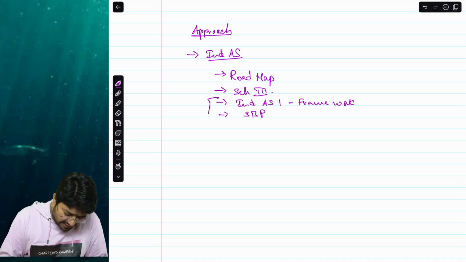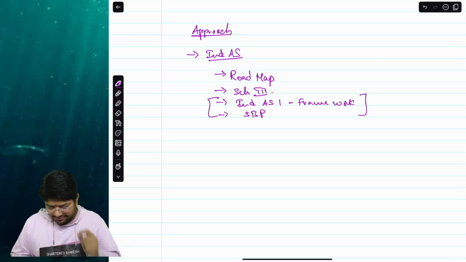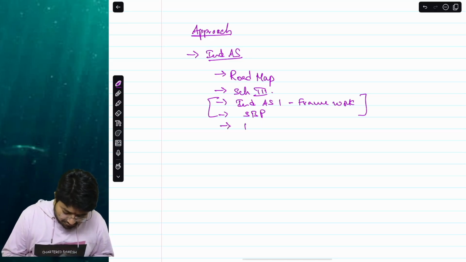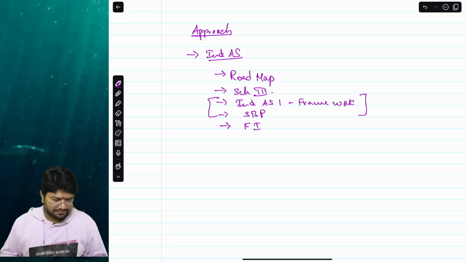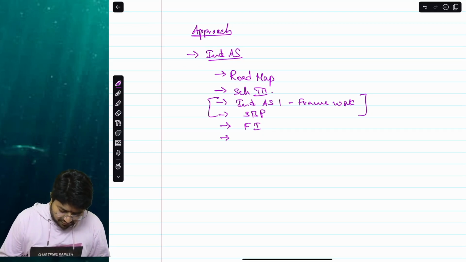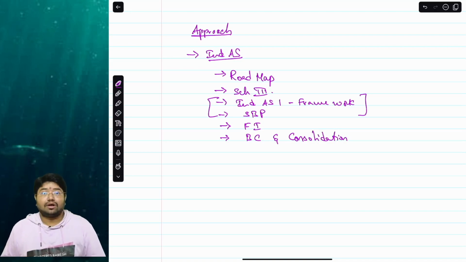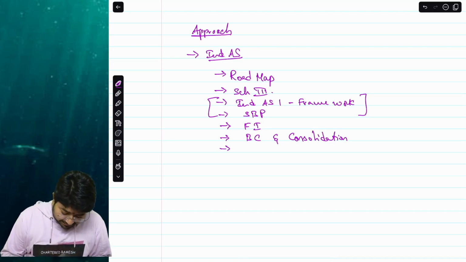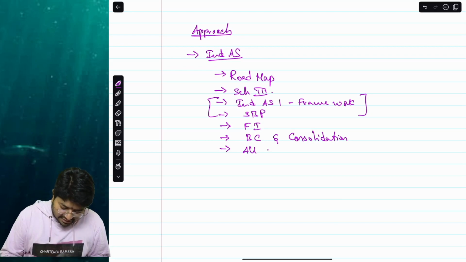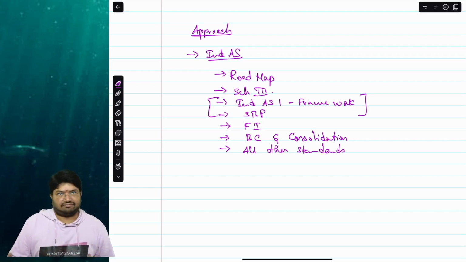Once we are done with these two basic topics, then we will jump into financial instruments, and then we will go to business combinations and consolidation, and finally all other standards. This is the sequence in which I would be covering.